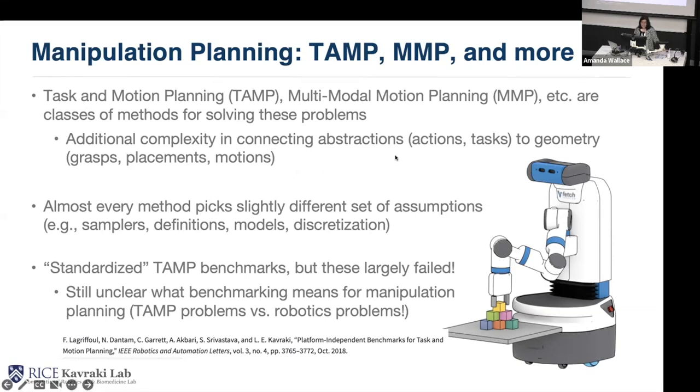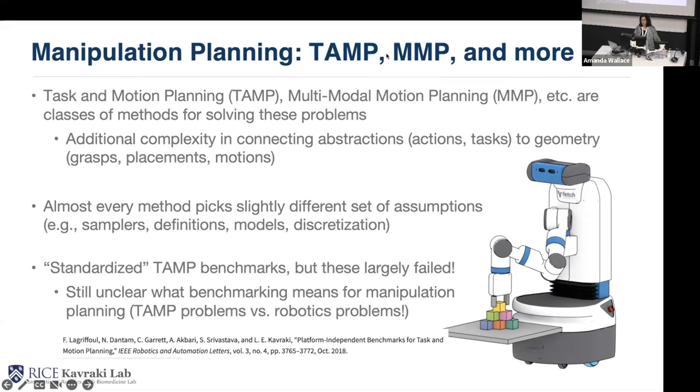Our experience has been that for task and motion planning, which is a topic I've been working on for the last, I would say, 5 to 6 years, almost every method that exists in the motion planning community picks a slightly different set of assumptions. So they relax something, every group relaxes a different thing. So we have different samplers, the definitions are a little bit different, the models are a little bit different, discretization is done a little bit differently, and it's impossible to compare.